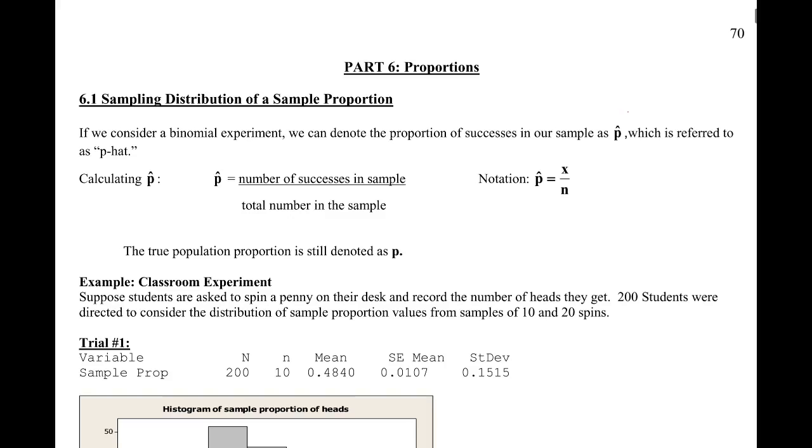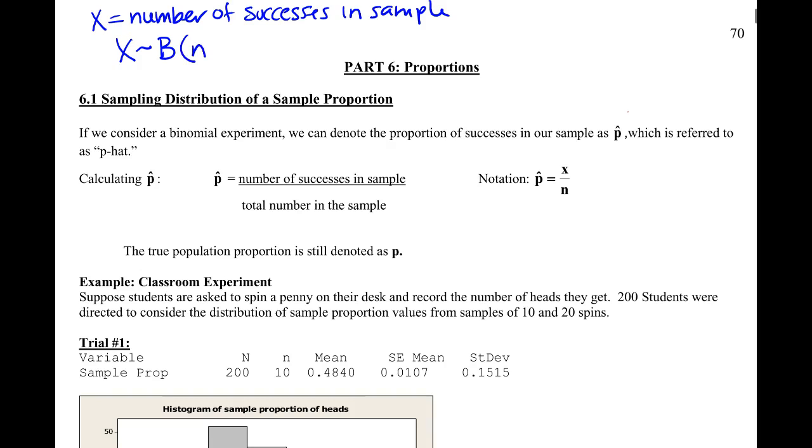In this video, we're going to talk about the sampling distribution for a sample proportion. So this ties very closely to what we learned at the end of part 5. If we were talking about X, which is the number of successes in our sample, right, our binomial experiments, we had two ways of thinking about that. X could follow a binomial distribution, right? That was the true distribution it followed, with N trials or sample size, and P probability of success.